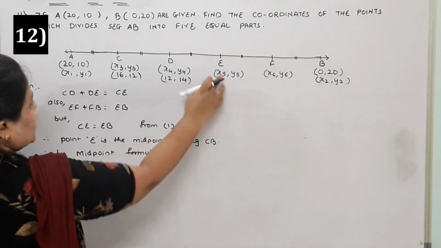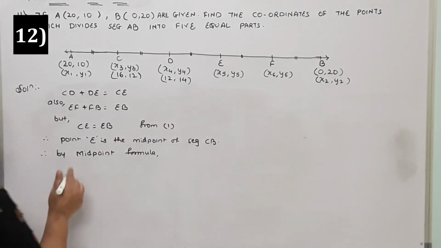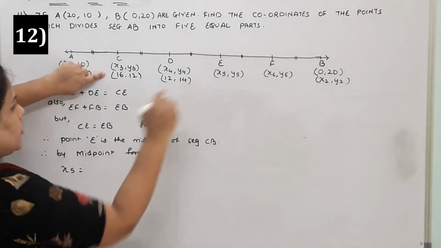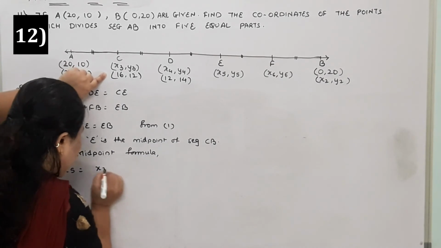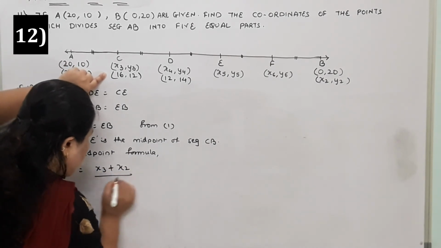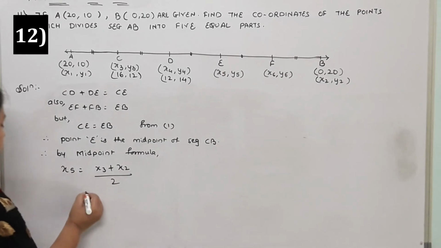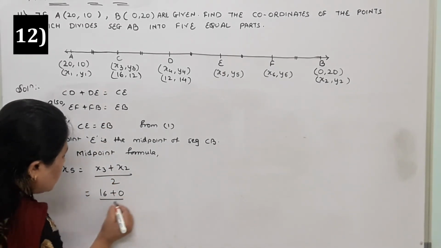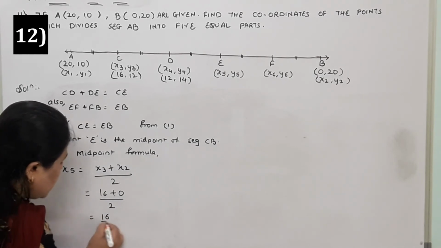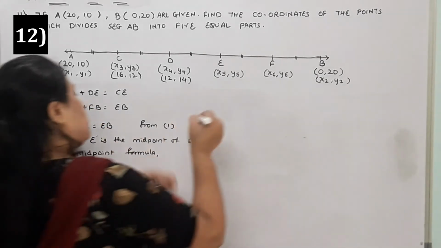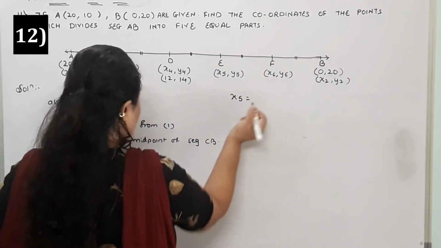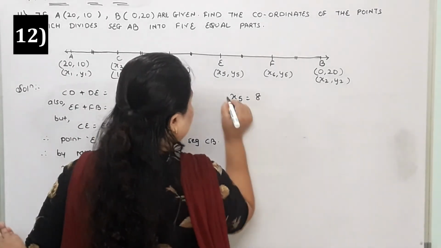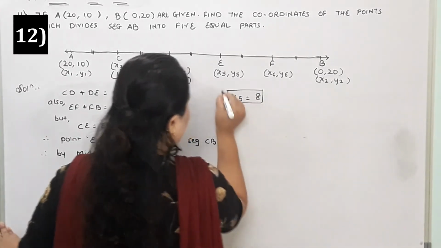we'll calculate for x5 now. By midpoint formula, x5 is equal to x3 plus x2 upon 2. So it will be x3 is 16 plus 0 upon 2, that is 16 upon 2. So we'll get x5 as 2 ones are 2, 2 8s are 16. x5 is equal to 8.